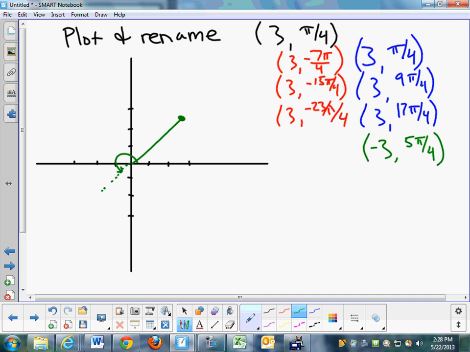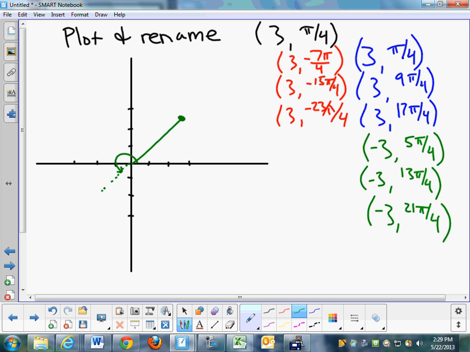But I could go around even more times than that, right? And so we could have negative 3, and you could add an 8 pi over 4 onto that and get 13 pi over 4. Or add an 8 pi over 4 onto that and get 21 pi over 4. So right now, I've got 9 coordinates on the board that are all the same. They're all identical.